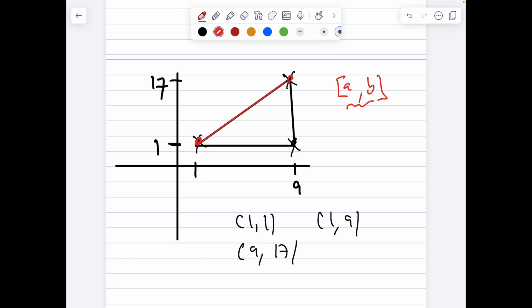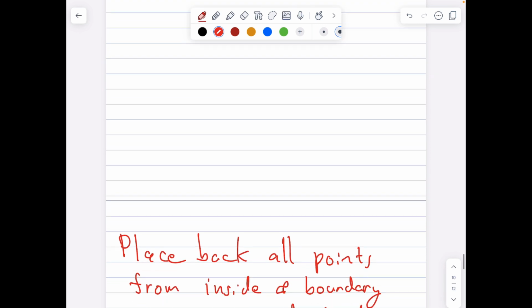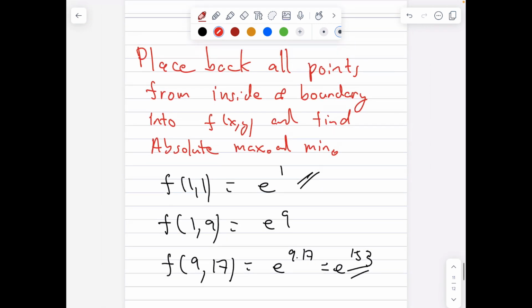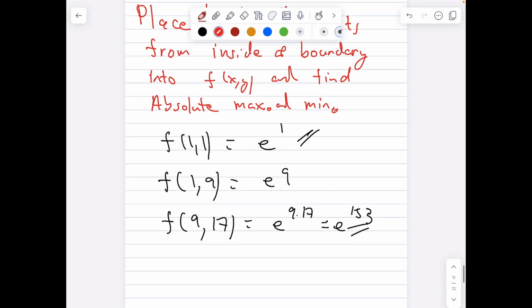So in so many words, the endpoints of the intervals for us here are the corners. Those points would be (1, 1), (1, 9), and (9, 17). At all these corners, you can have a min or a max. So those are the points that you would be considering. I'd put these points back into my function and see which ones give me my min and my max. In this case, my min is e to the first, that's like 2 and some change, and my max is definitely e^153. I have no clue what that is, but that's definitely the biggest value.